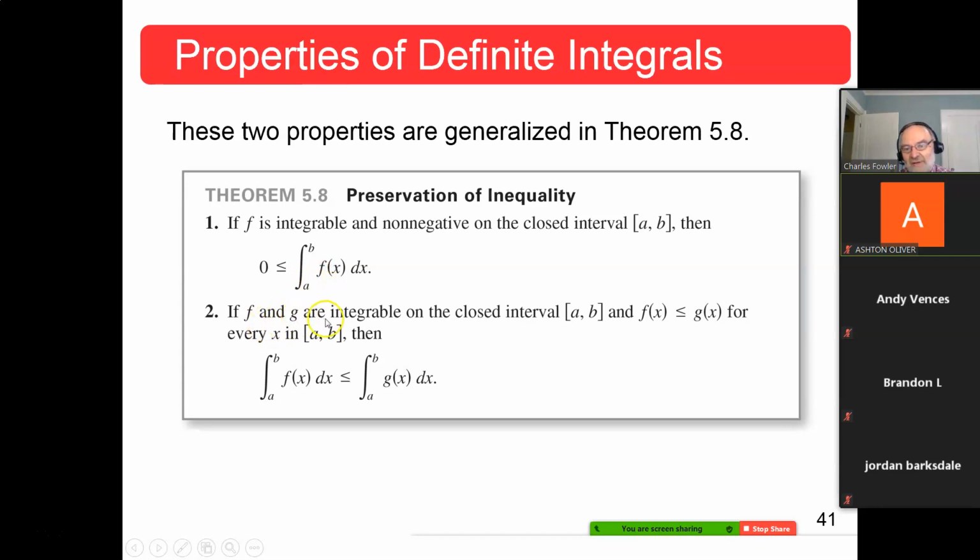Now, if f and g are integrable on the closed interval a to b, and f of x is always less than or equal to g of x for every x in that interval a to b, then the integral from a to b of f of x dx is less than or equal to the integral from a to b of g of x dx. If f is always less than or equal to g, then the integral of f on some interval a to b will always be less than or equal to the integral of g. All right, and that's the last theorem in the section.